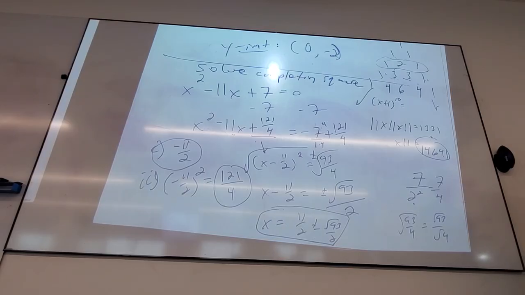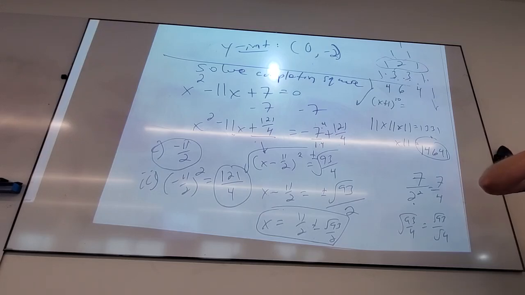Would you want the answer sort of combined to x equals 11 plus or minus square root of 93 over 2? You can do that if you want to. Doesn't matter. Could I do x equals 11 over 2 plus the square root of 93 over 2?